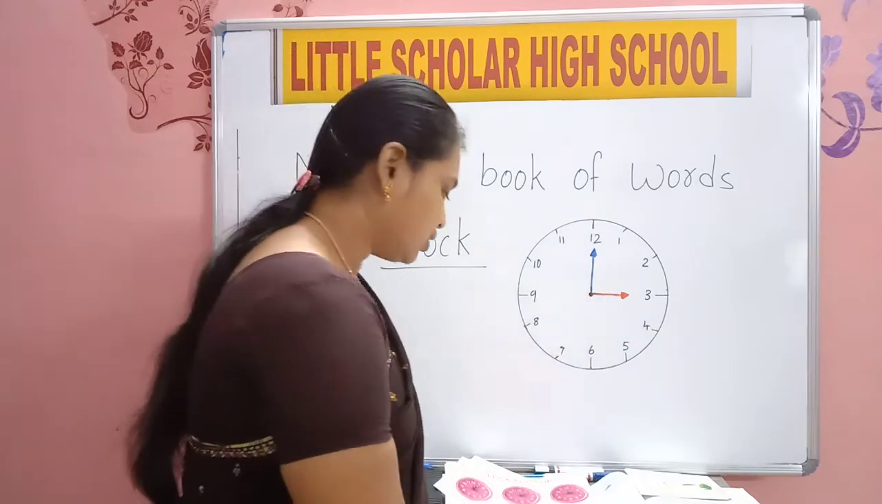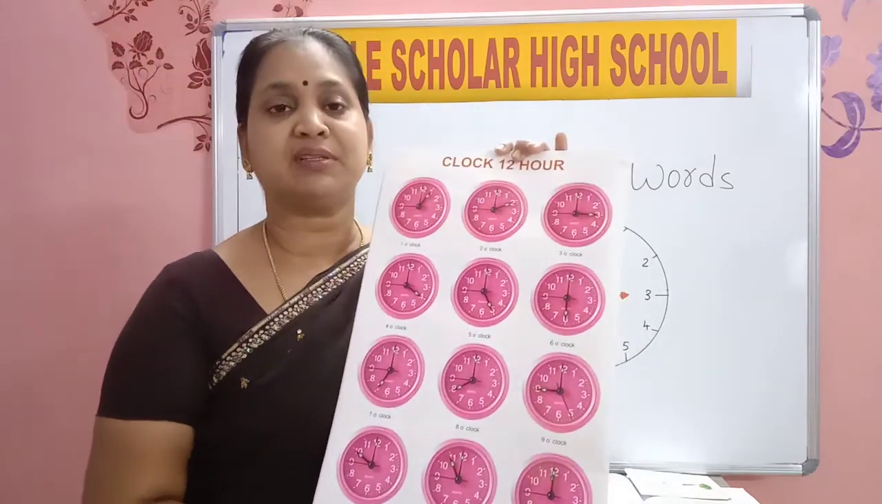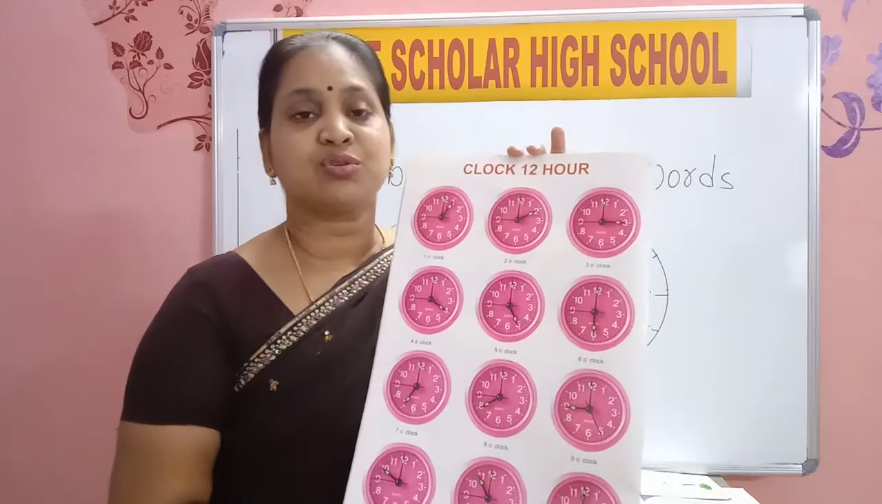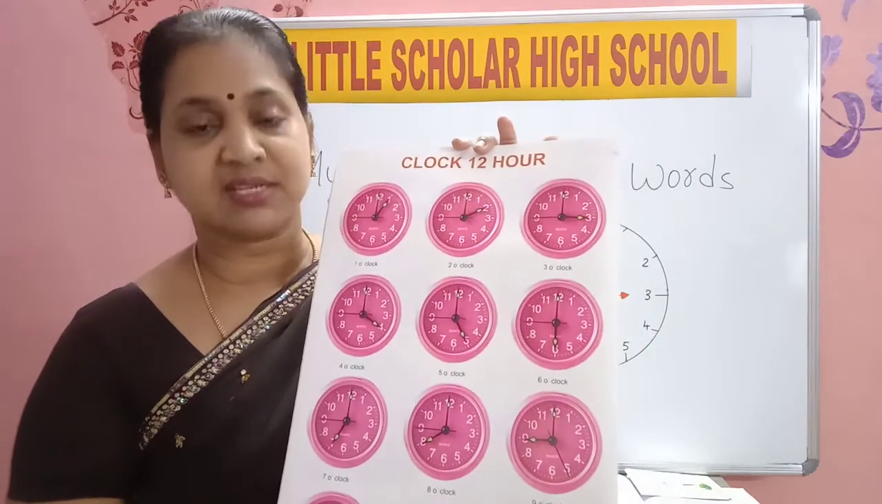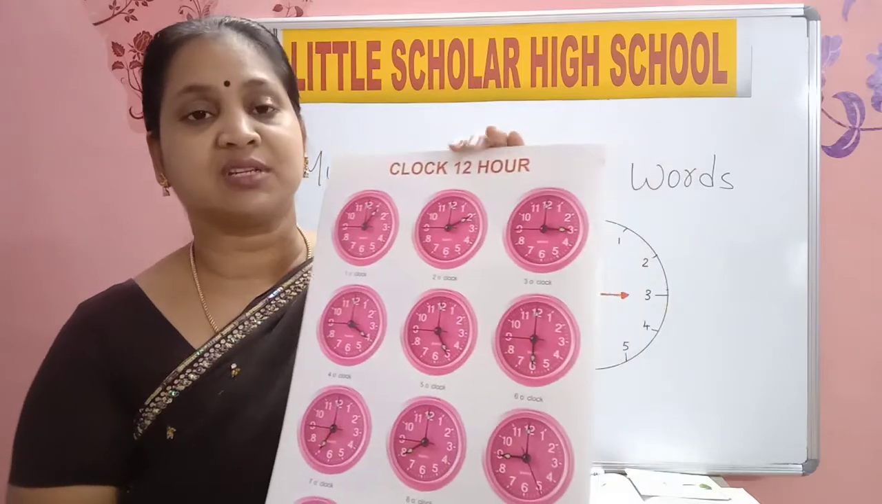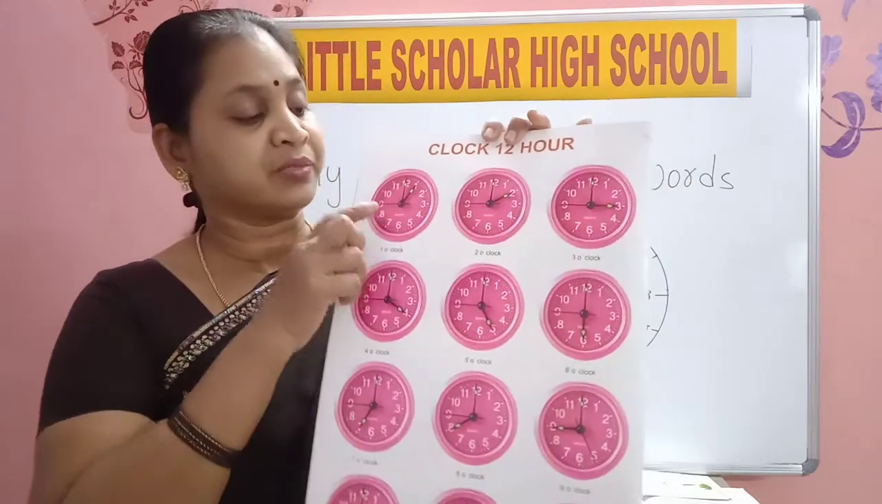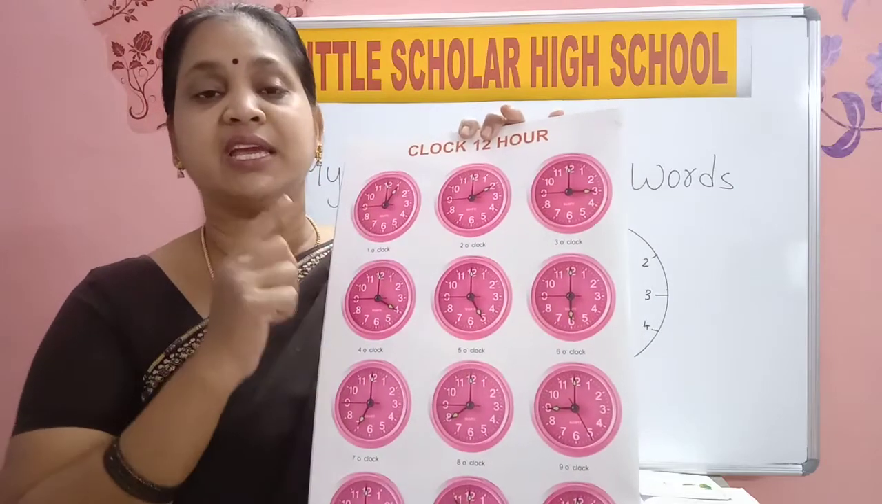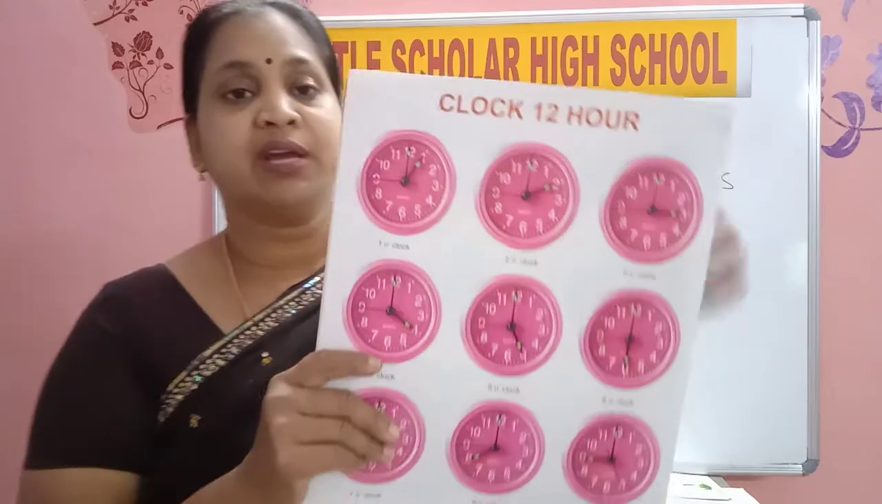Now you will see in your My Big Book of Words, page number 30. Those who have My Big Book of Words, open your textbook and see page number 30. Here we have clocks. We have many clocks. In each clock the time is different. You should read out the time now.